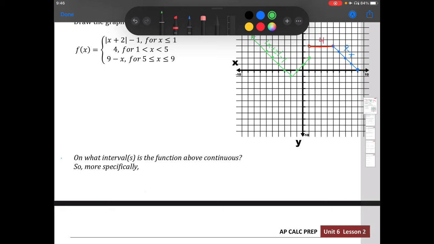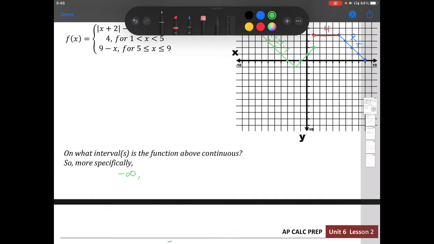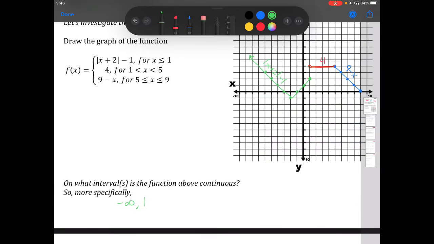So our function is continuous, if I start from the left, you always write it from the left, from -∞ to 1, right? And 1 is included. How do I know? Because it's a filled circle. So it's going to be a closed circle, and then from 1 to 5, which will be an open circle because at 5 it's open and closed at the same time. And then from 5 to 9, which is also a closed circle. This I can combine and write it as 1, 2.